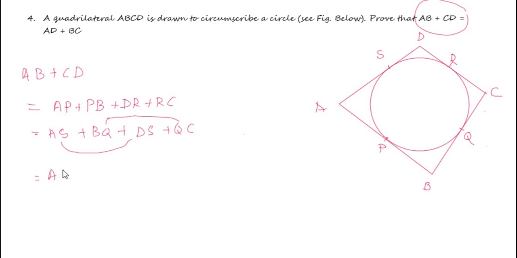Let us join these together. That is AS plus DS plus BQ plus QC. AS plus DS is nothing but AD, plus BQ plus QC, that is BC. Therefore AB plus CD equals AD plus BC when a quadrilateral circumscribes a circle.